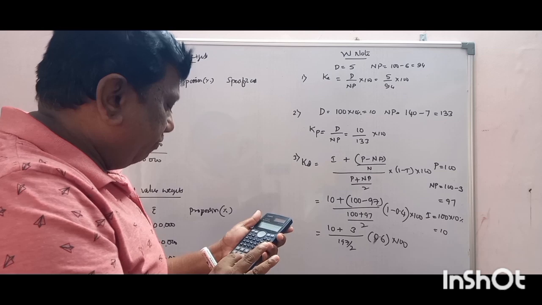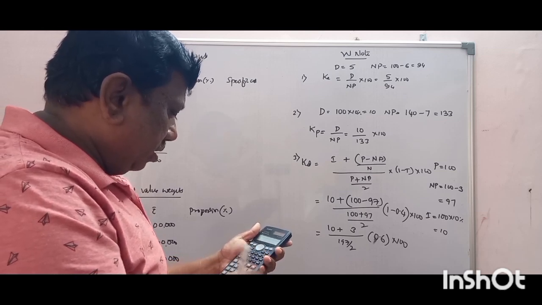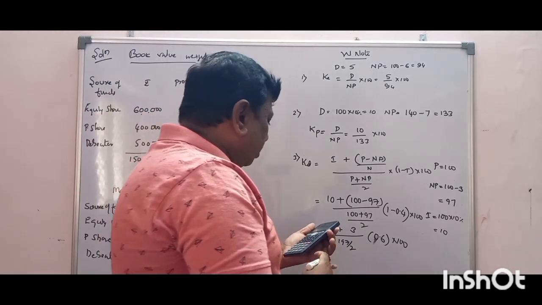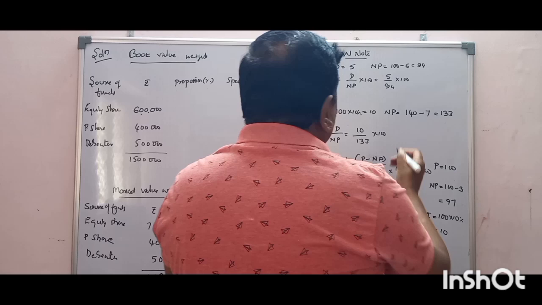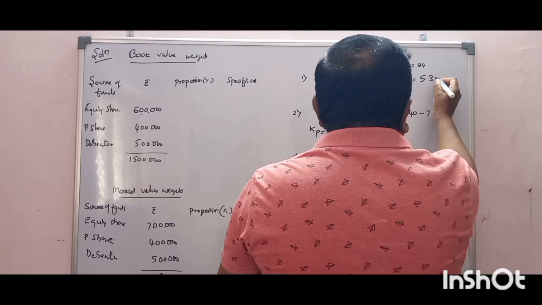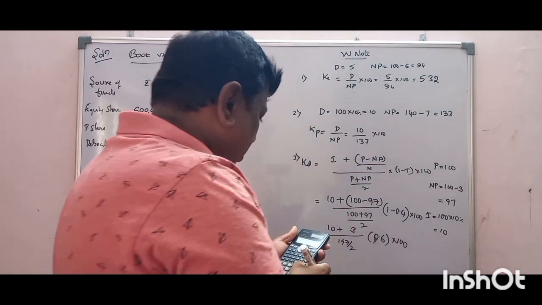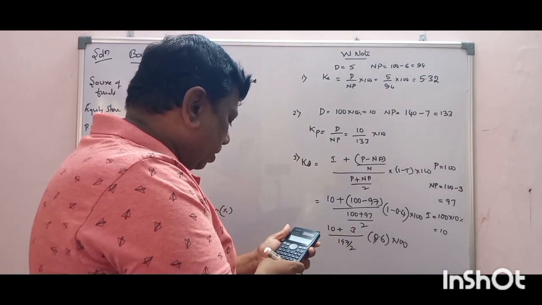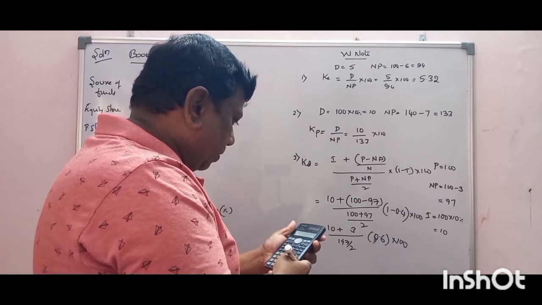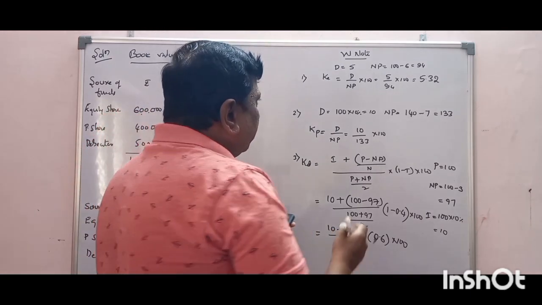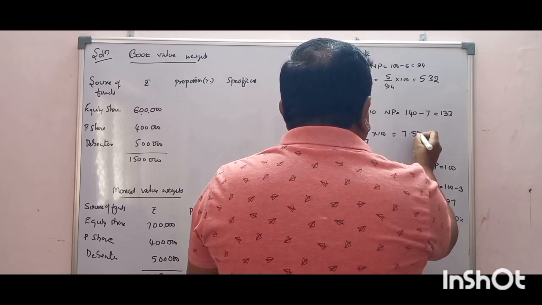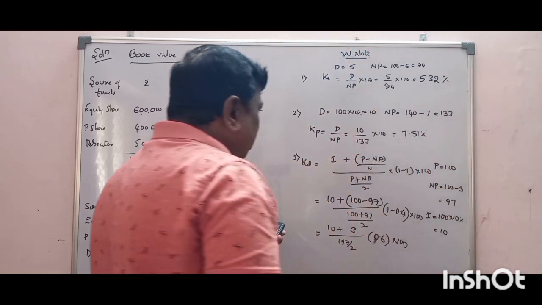Five divided by 94. So 5.319, or I can write 5.32. Then 10 divided by 133, which is 7.51 percentage.